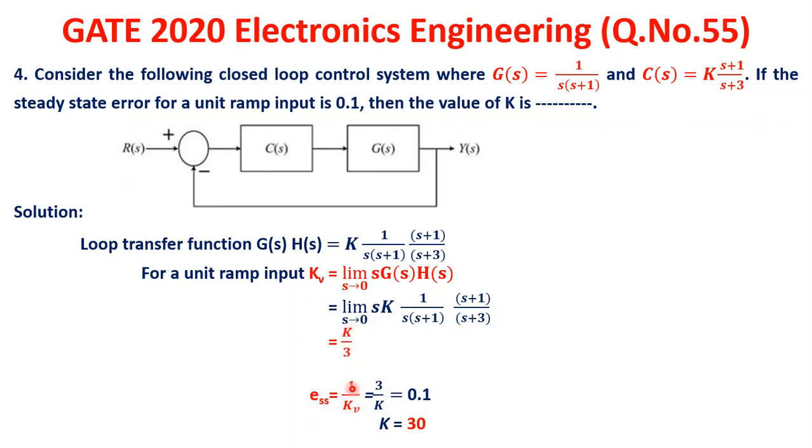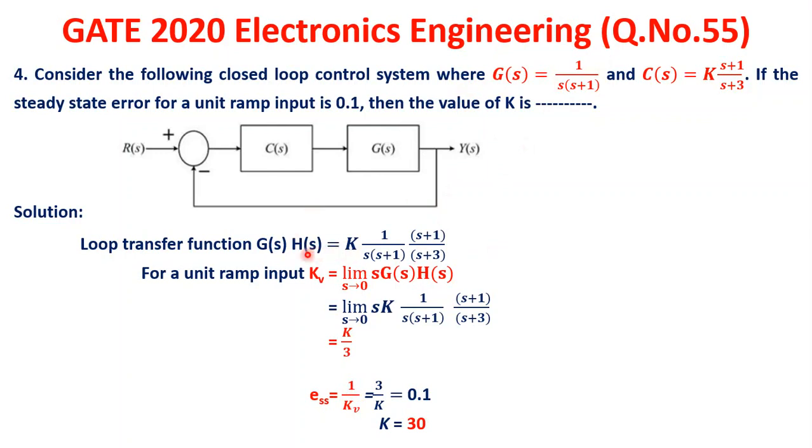Therefore the steady state error is 1 by Kv, which is equal to 3 by K, which is given as 0.1. Therefore K is 3 by 0.1, which is 30. Even we can verify this very easily. Steady state error is 1 by Kv, so find out Kv.